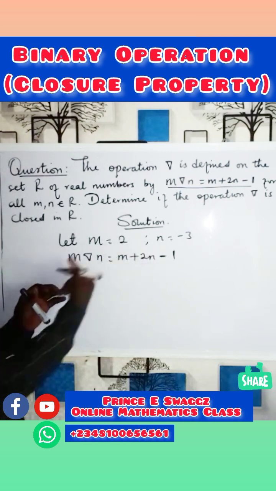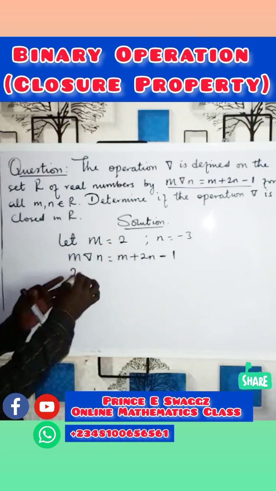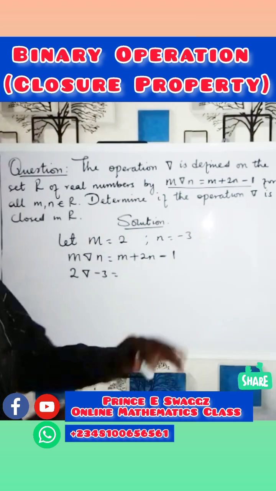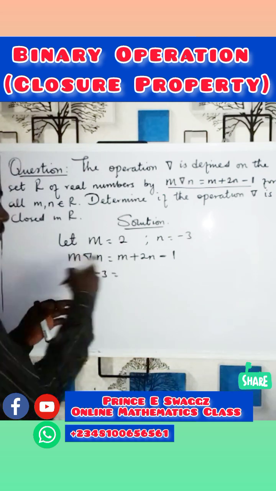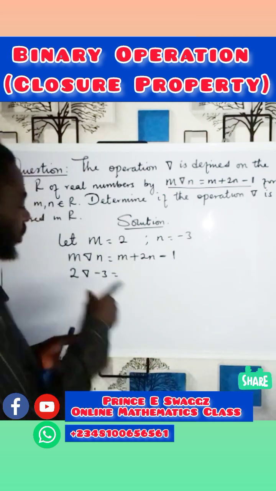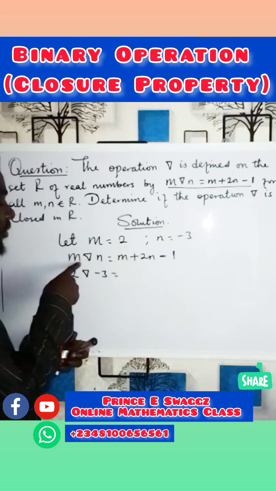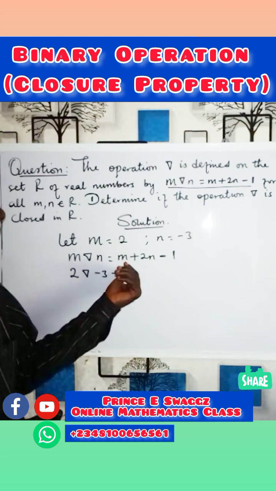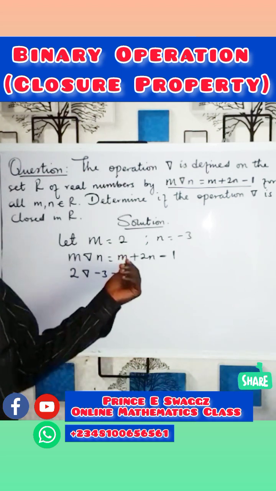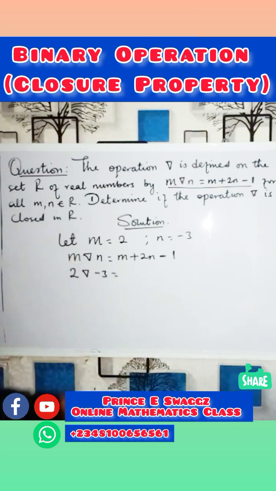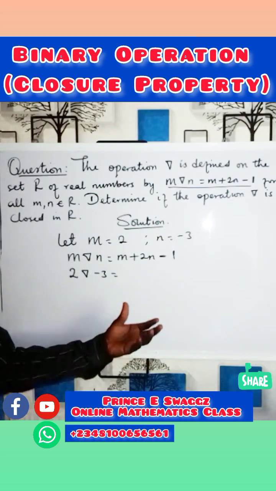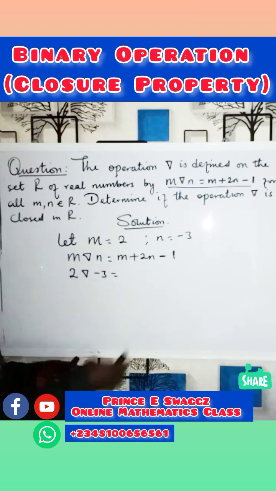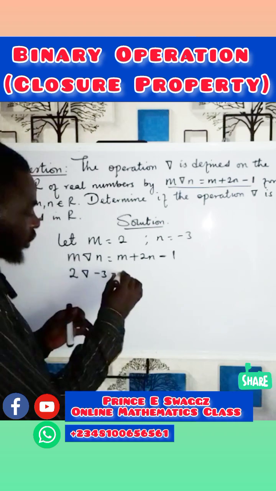So we are to replace this now. m will become 2 triangle minus 3. Anywhere you see m, put 2; anywhere you see n, put minus 3. Now, before you apply the rule, you have to understand it. When you have m triangle upside down n, the first thing given here is m, which is the first element. So write the first element first, that is 2.